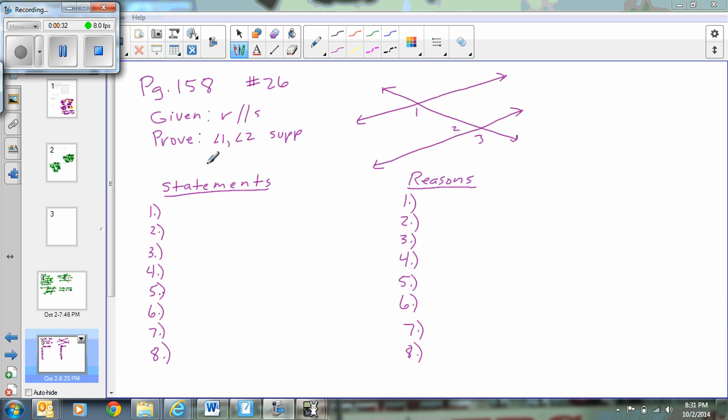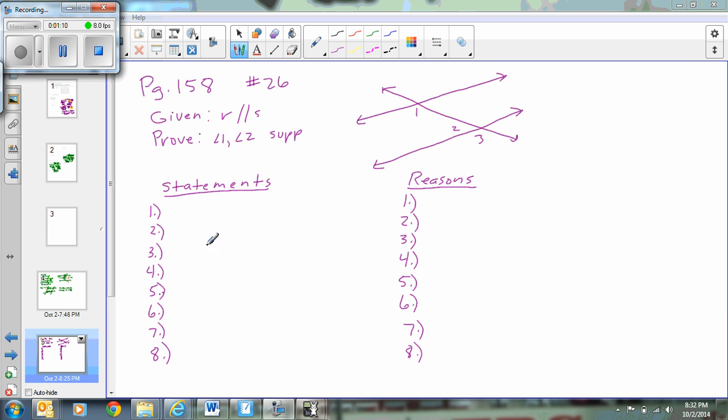Another change I'm making from your book is the book asks us to prove the same side interior angles theorem. And if you look at your notes, the conclusion of the same side interior angles theorem is that when parallel lines are cut by a transversal, we have supplementary angles. The problem in your book asks you to prove that the measure of angle 1 plus the measure of angle 2 equals 180, but I'm just going to take it one more step. Let's go ahead and prove that they're supplementary. That will only take one extra step. So I'll just tell you up front, this proof is going to take 8 steps.